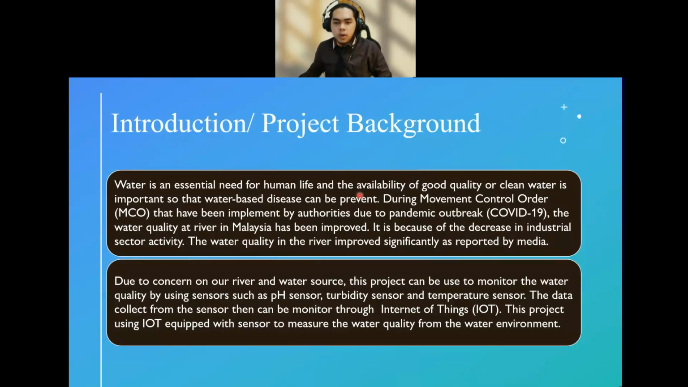Due to concern on our river and water source, this project can be used to monitor the water quality by using sensors such as pH sensor, turbidity sensor, and temperature sensor. The data collected from the sensor then can be monitored through Internet of Things (IoT). This project uses IoT equipped with sensors to measure the water quality from the water environment.